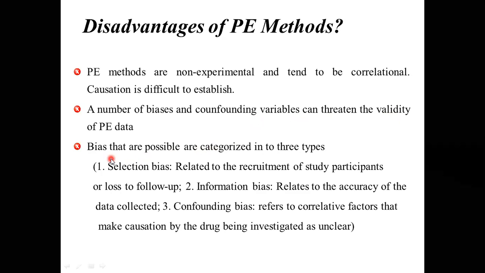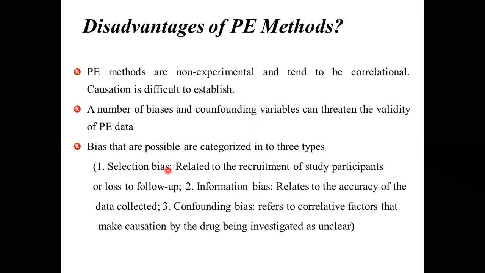The bias possible in pharmacoepidemiological studies is categorized into three types: selection bias, information bias, and confounding bias. Right? Let us understand what selection bias is.